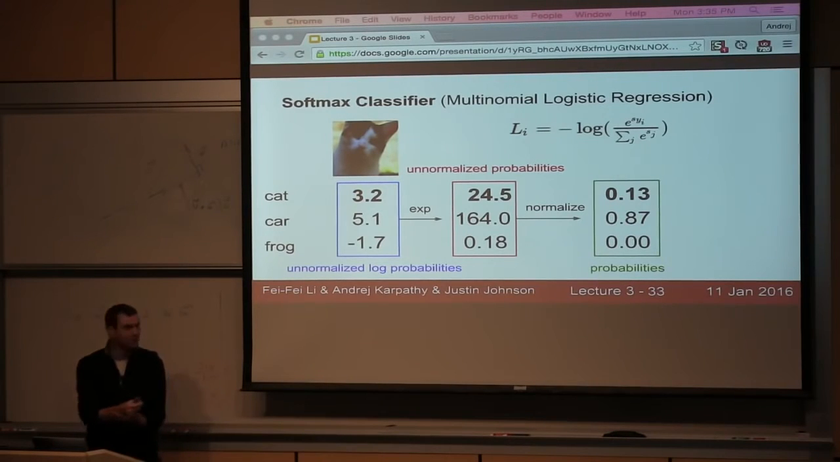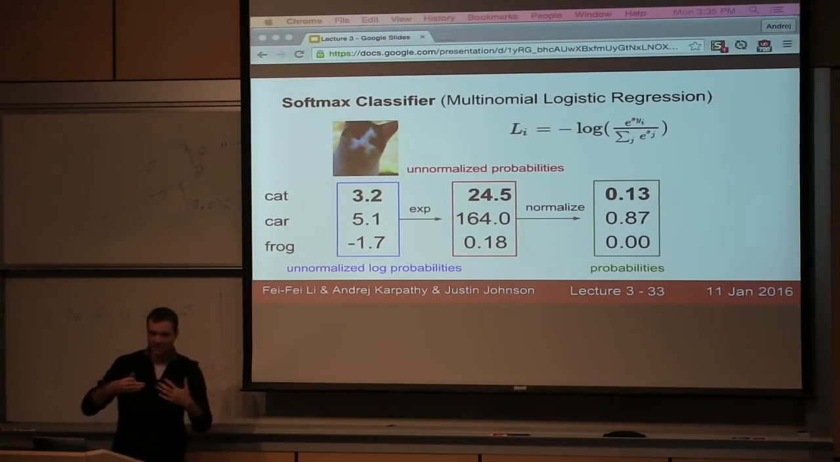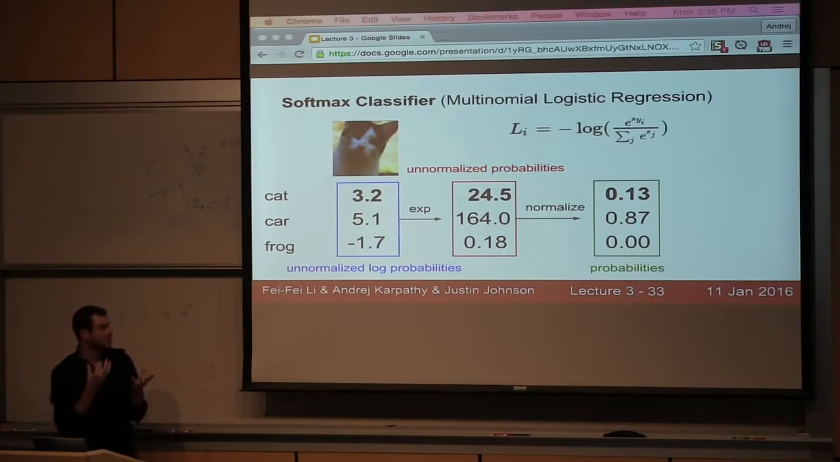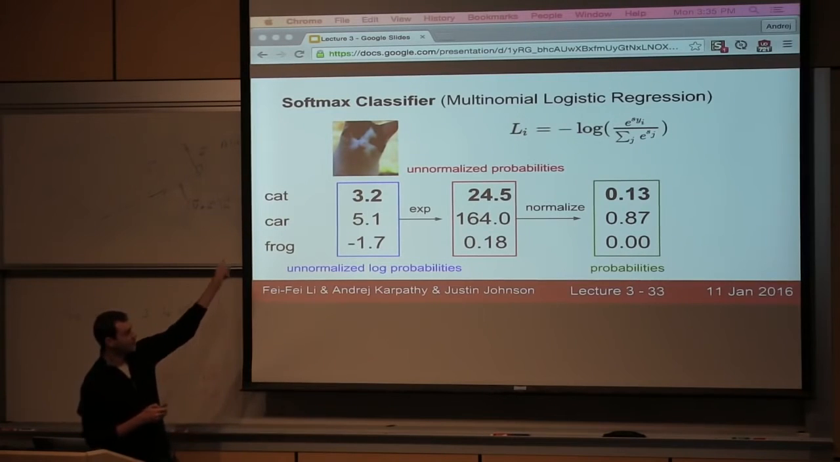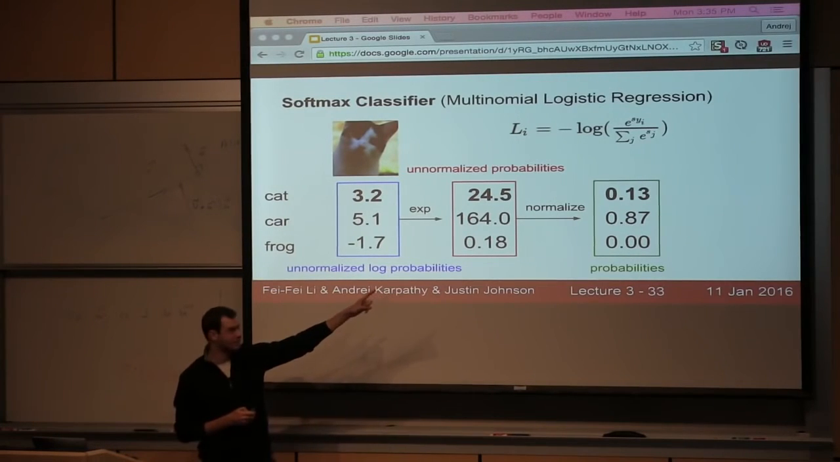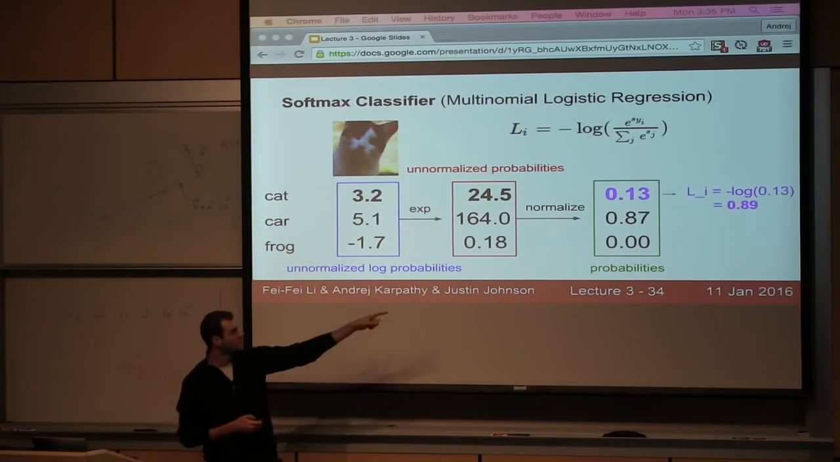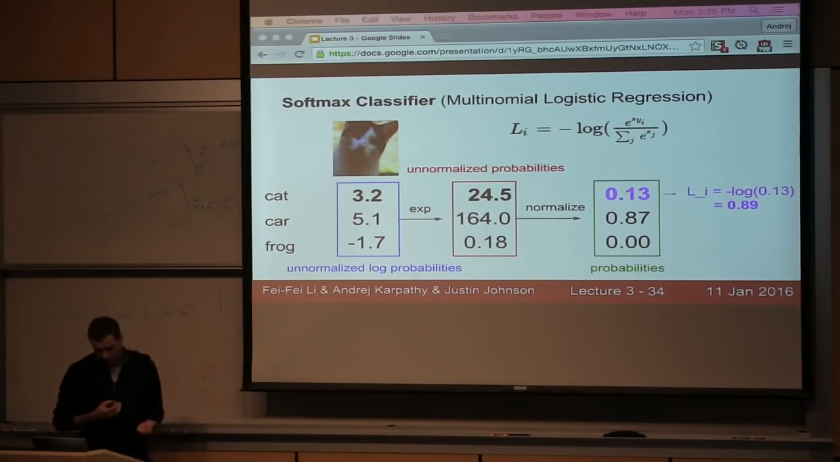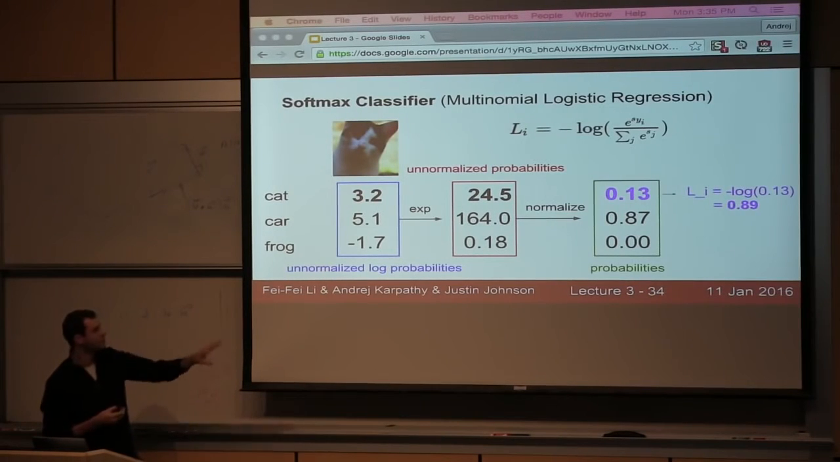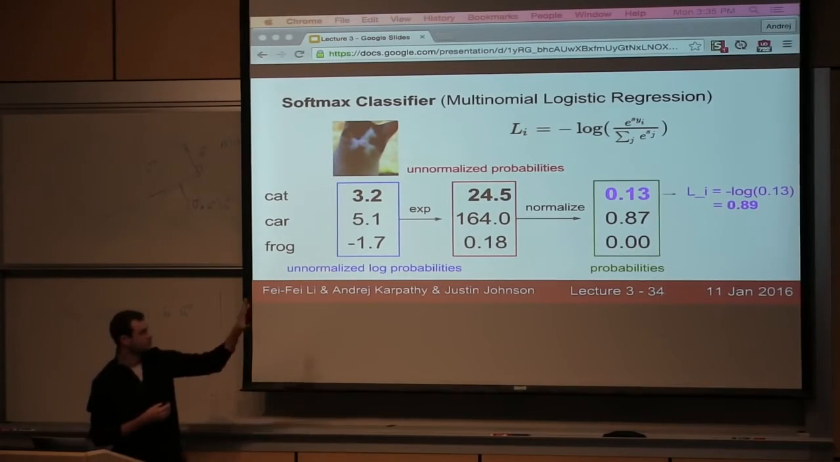And now normally in this setting, you want to maximize the log probability, because it turns out that maximizing just the raw probability is not as nice mathematically. So normally you see maximizing log probabilities, and so we want to minimize the negative log probability. The correct class here is cat, which only has a 13% chance under this interpretation. So negative log of 0.13 gives us 0.89. And so that's the final loss that we would achieve for this example under this interpretation of a softmax classifier. So 0.89 for softmax.